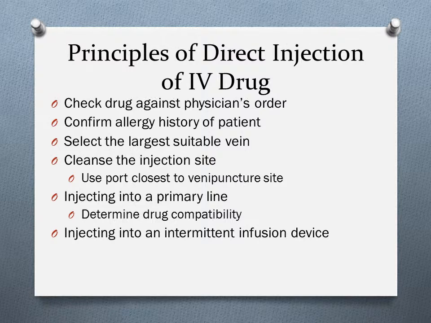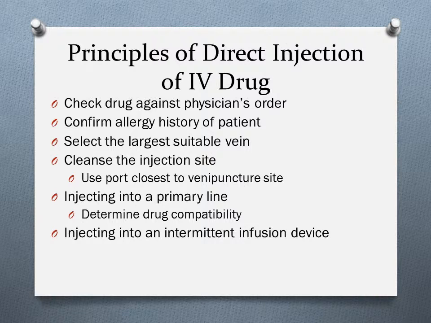If you inject into a primary line, make sure that you determine the compatibility of the drug to the fluid that you have infusing. If it is incompatible, you will clamp off the primary infusion, flush the line with normal saline, administer the drug, flush the line with normal saline, and then reestablish your infusion.